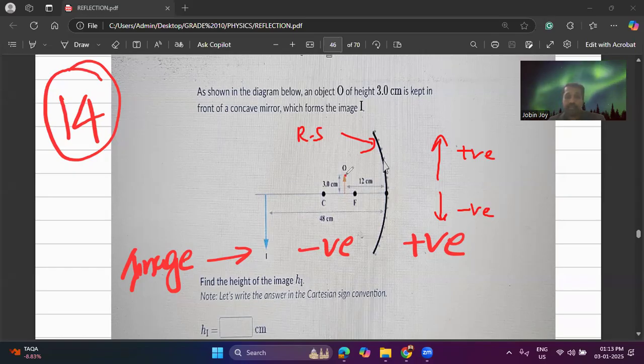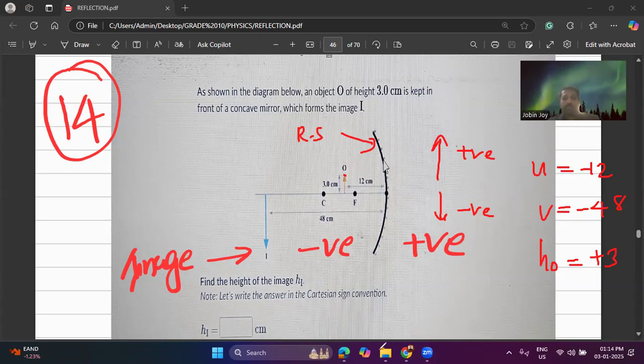this is the object, right? Object distance is given, that means U. So U is equal to minus 12. Then image V is given, V is equal to minus 48, because this is the reflecting surface and this side is negative. Okay, and HO, the height of the object, is given as 3 centimeter, plus 3, because this is above the principal axis. So you have to find HI. Okay, we have to calculate HI.